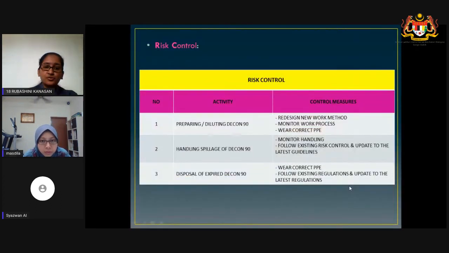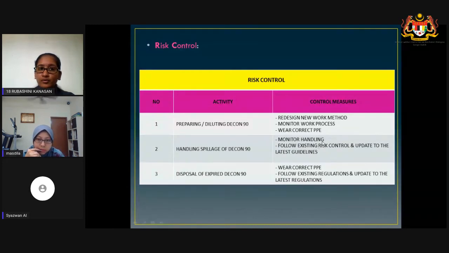Okay. For the risk control, for the preparing or diluting Decon 90, control measure or risk control that we can take. Okay, redesign new work method, monitor work process, the existing work process which we must monitor, and wear correct PPE. Maybe in terms of changing to a better mask or something. Okay, for the handling spillage of Decon 90, monitor handling, how they handle the spillage. Is it following the correct method to handle the spill or something? Okay, then follow existing risk control and update to the latest guidelines.